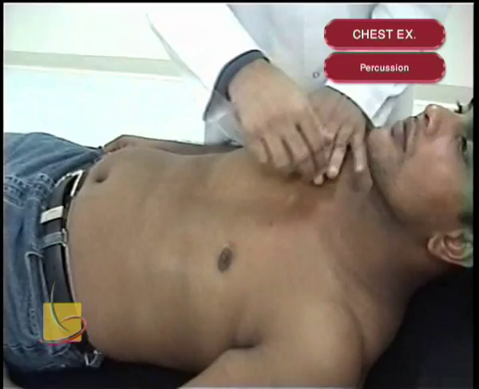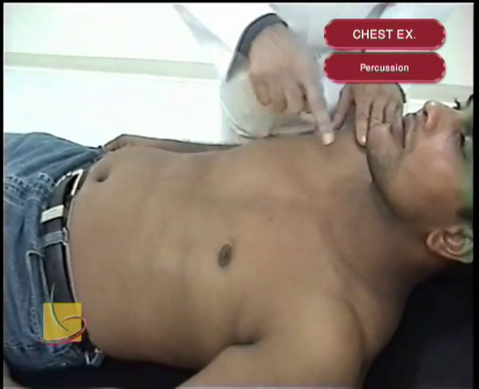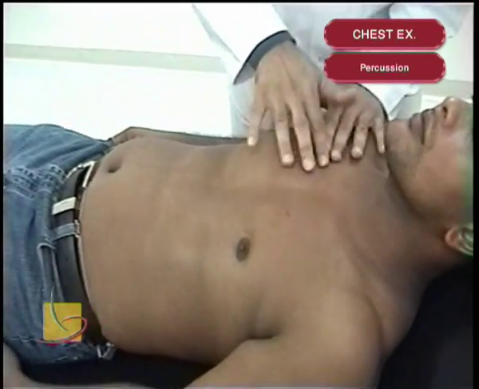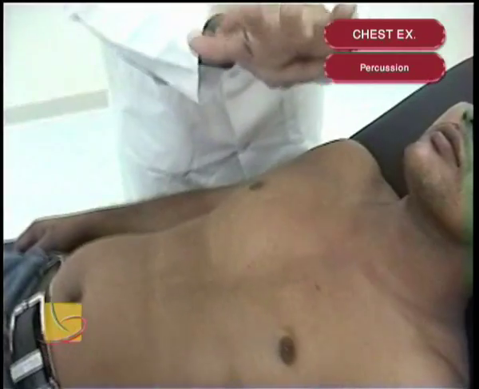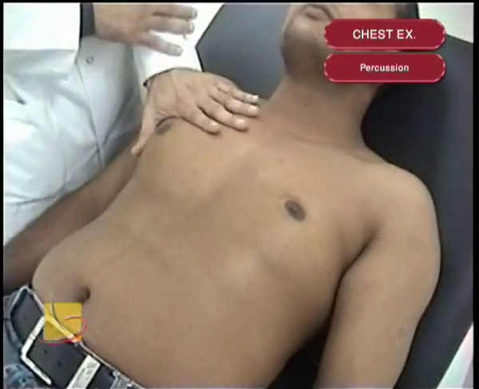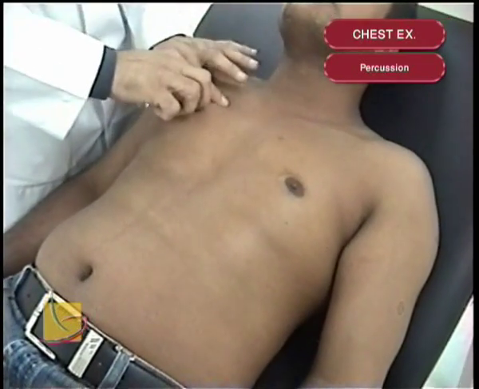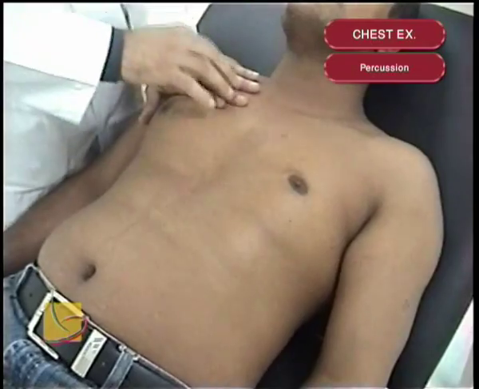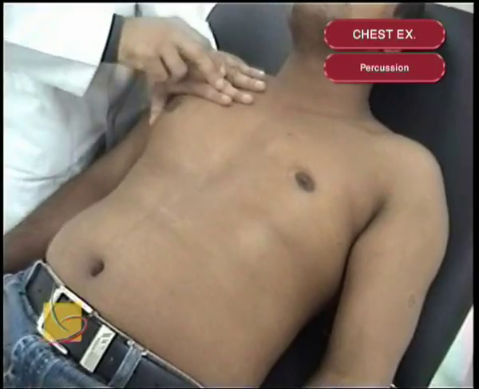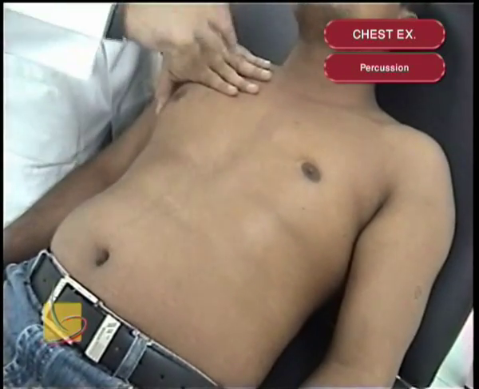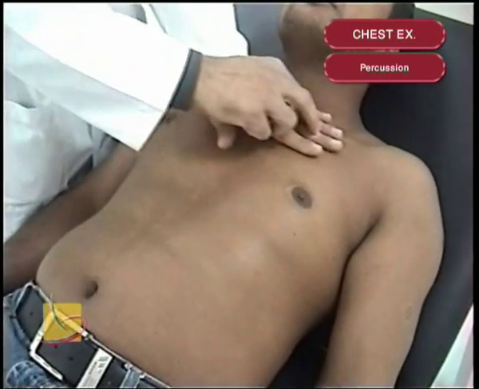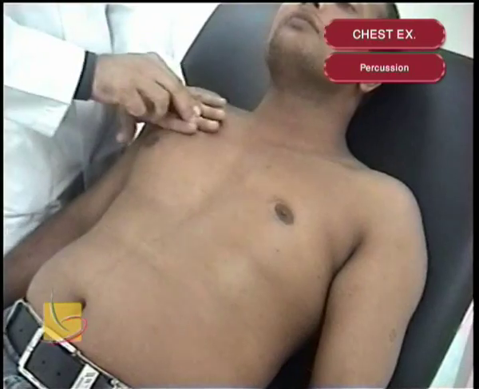And then you percuss space by space, starting from the first intercostal space down. So like this. This is the first intercostal space. Make sure that your hand is in tight contact with the chest of the patient. Your middle finger is in the intercostal space. Percussion should be by the middle finger of the right hand on the middle finger of the left. Use the wrist joint. Don't use the elbow, don't use the shoulder. And then compare space by space. Resonant?